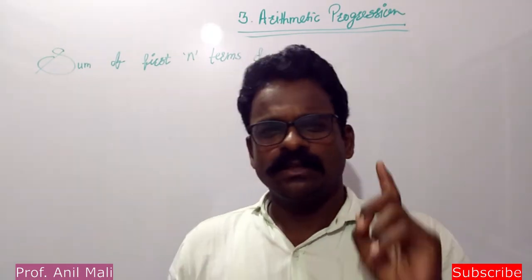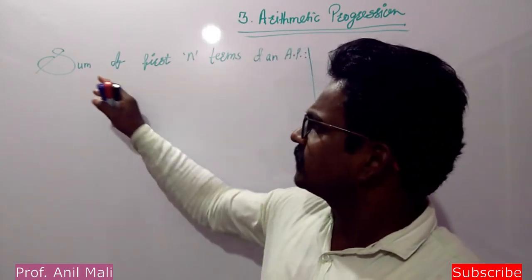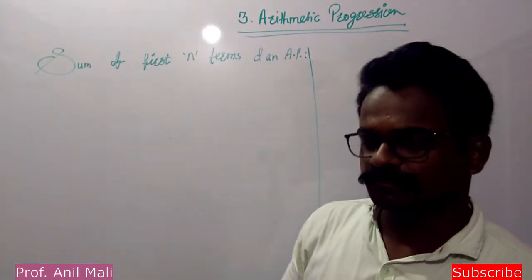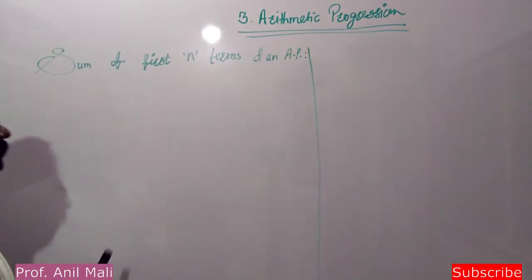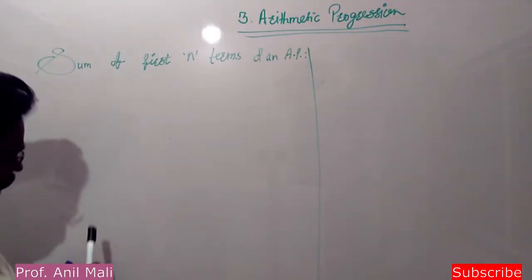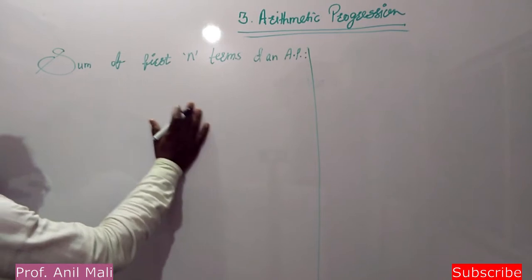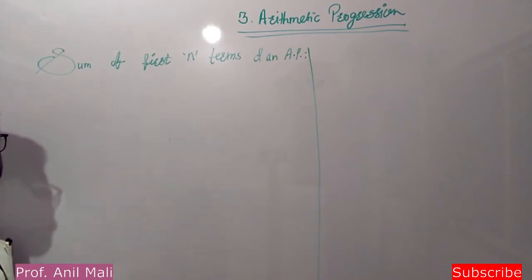The formula for finding the nth term was Tn is equal to A plus n minus 1 into D. And the very last concept of this chapter is the sum of first n terms of an AP. So, let's discuss the formula.